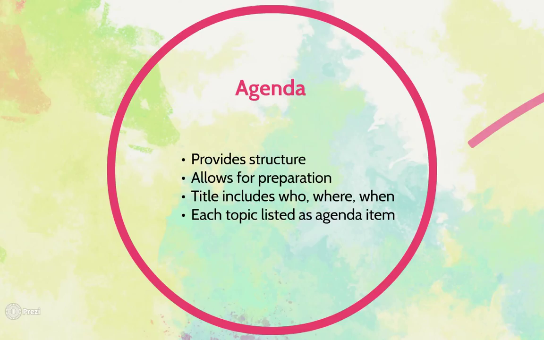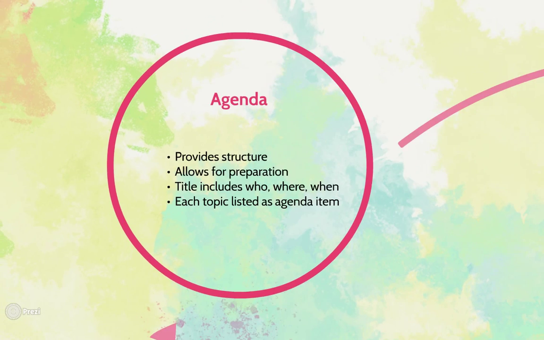The agenda provides structure for your meeting. It allows members to prepare before coming along to the meeting. And the title of an agenda like this would include who is at the meeting, where is it, when is it, so that it's easy for someone coming back to that or coming back to the minutes to see very clearly what was this meeting about, where and when. Each topic on that agenda is an item that will be discussed in its own right.